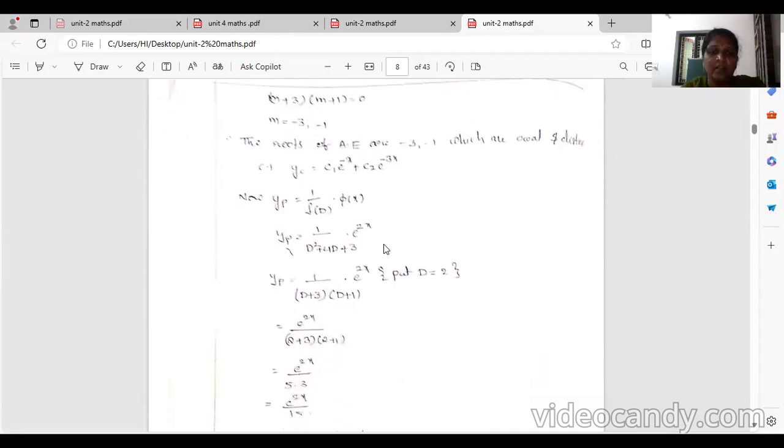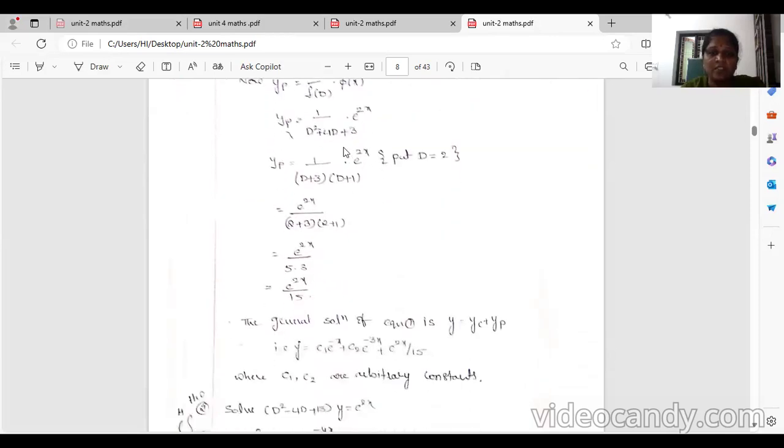Now calculate the particular integral yp = 1/f(D) times Q(x). So yp = 1/(D² + 4D + 3) times e^(2x). Here D² + 4D + 3 can be written in factors as (D + 3)(D + 1), and we have e^(2x), which is of the form 1/f(D) into e^(ax). So now calculate the particular integral.